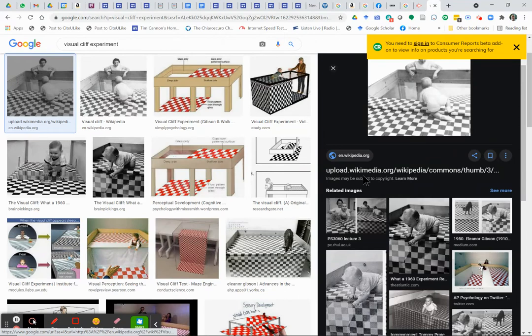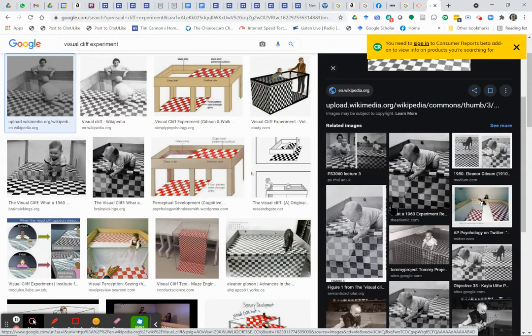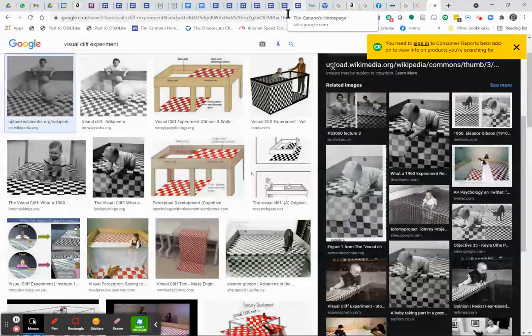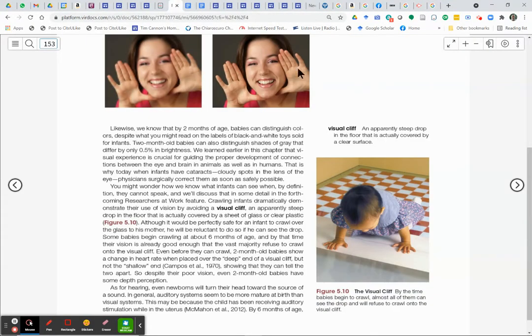Human infants tend not to crawl out on the glass. Other animals that can self-locomote, once they learn to do that, they don't tend to do it either. It's an important part of growing up. And I know more about the visual cliff than I probably should. That kid is checking it out, no doubt about it.